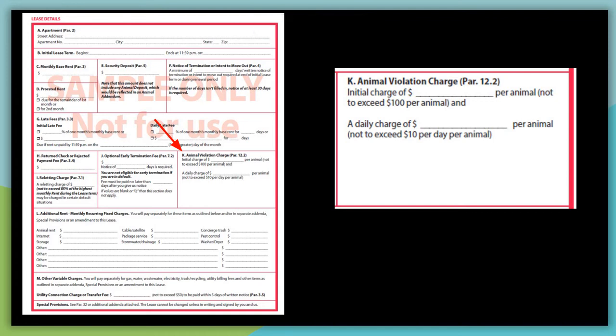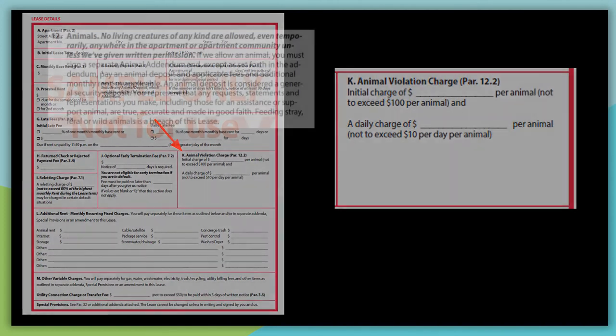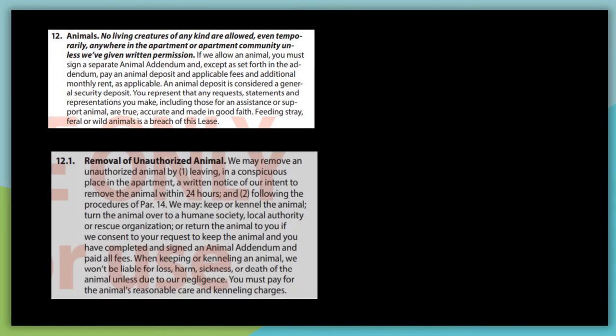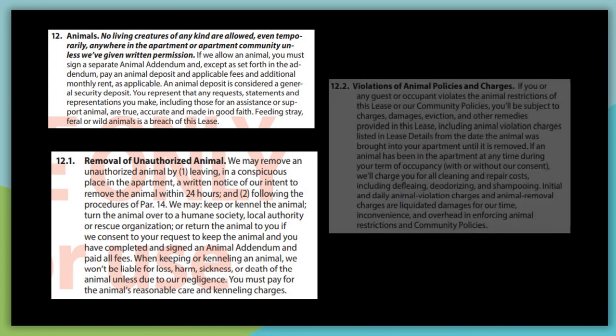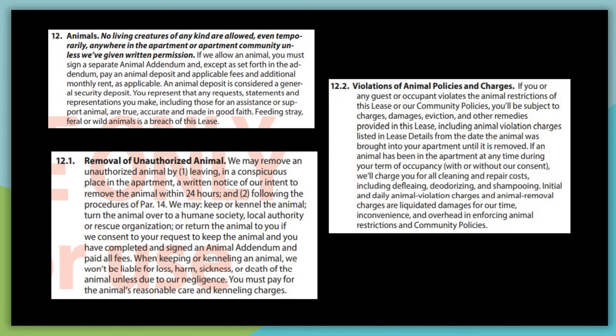Section K gives us the animal violation charges. In paragraph 12, you'll find the animal policy, animal removal policy, and descriptions of when the animal violation charge will be triggered, and the other penalties that exist for having an unauthorized animal.